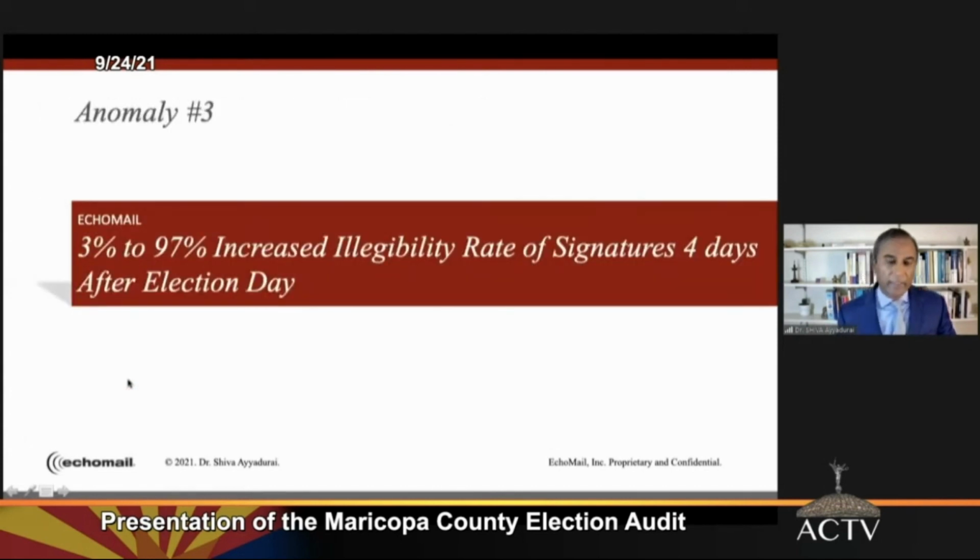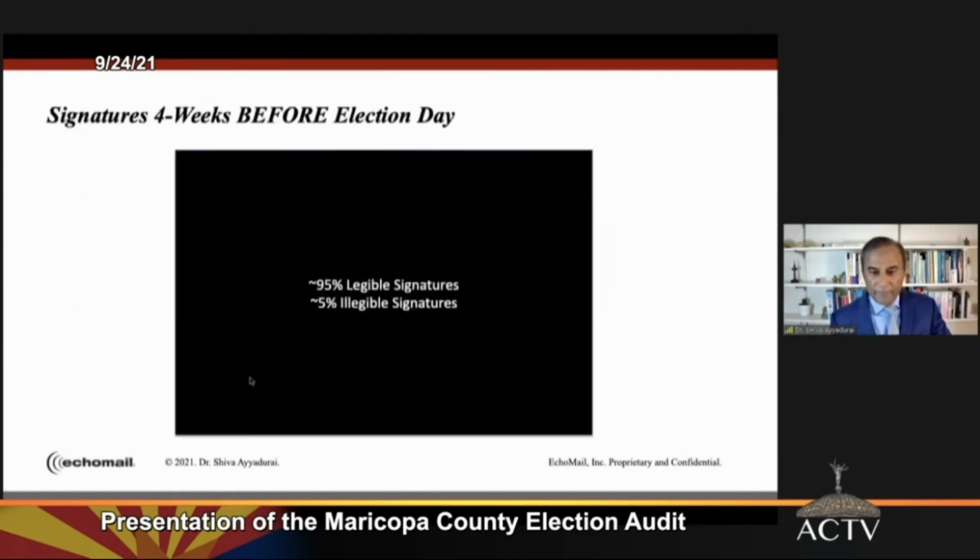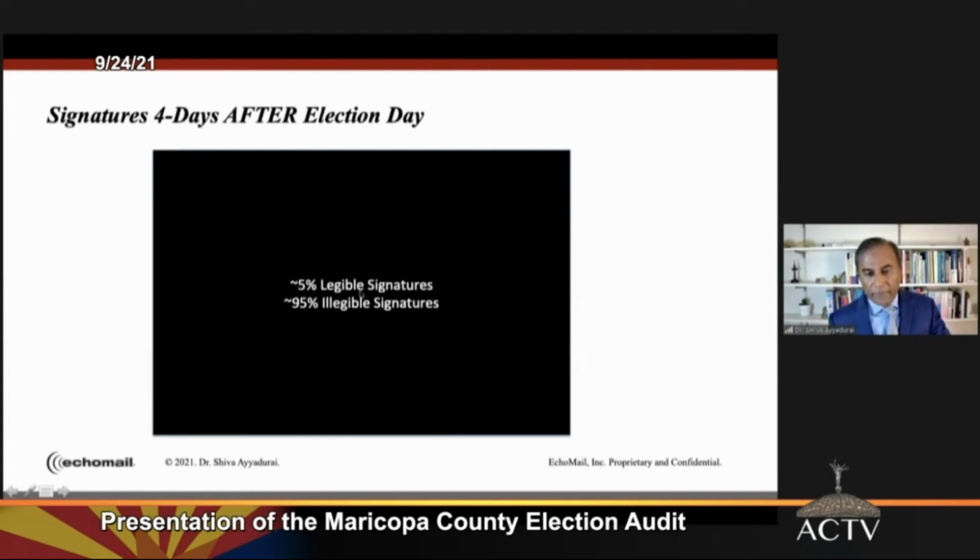The third anomaly is, again, focusing on signatures. We did a randomized analysis of just supervised review, which is human review, just randomly looking at signatures and their legibility. Again, this is a wonderful analysis that can be done in handwriting, 4 weeks before the election and 4 days after. We can't share that with you, obviously, but we found that 4 weeks before, 95% were legible signatures and only 5% were illegible. But 4 days after, 5% were legible, 95% were illegible.